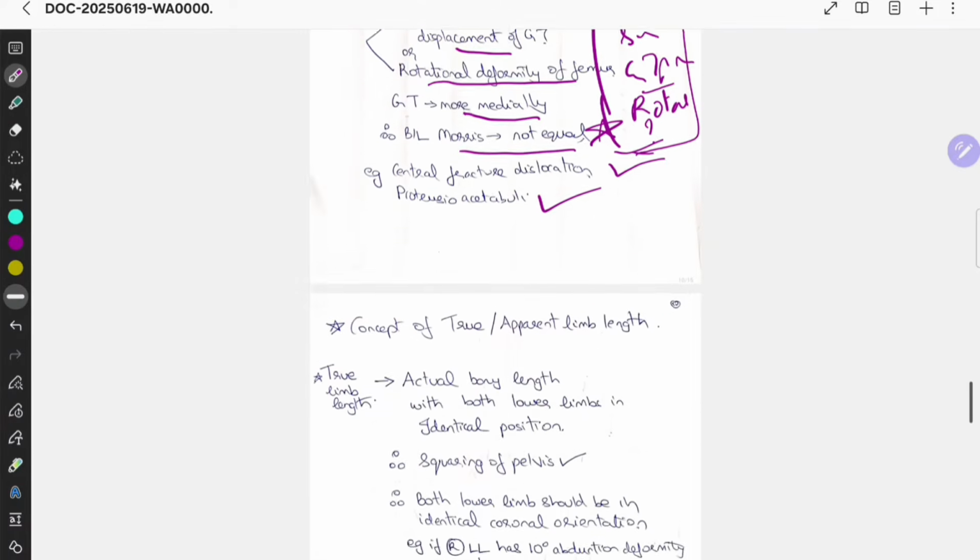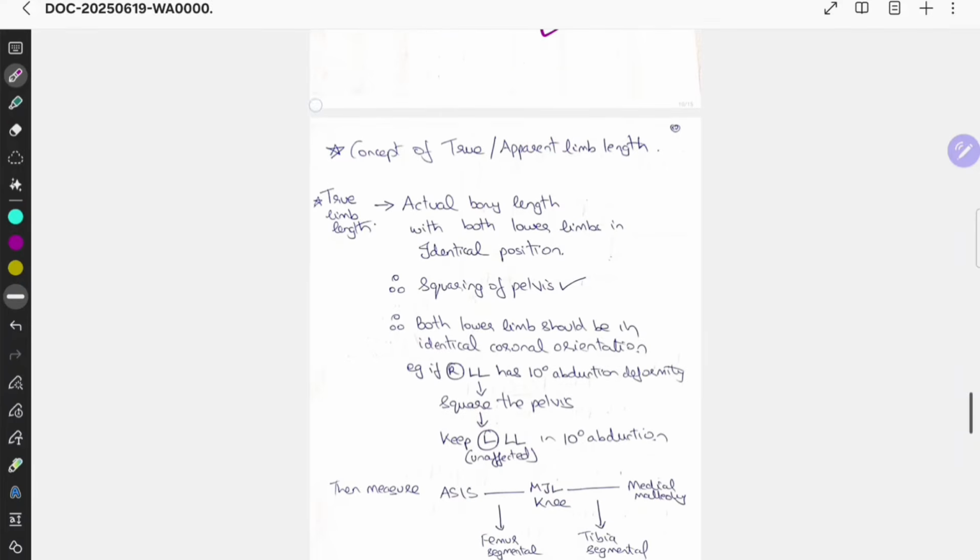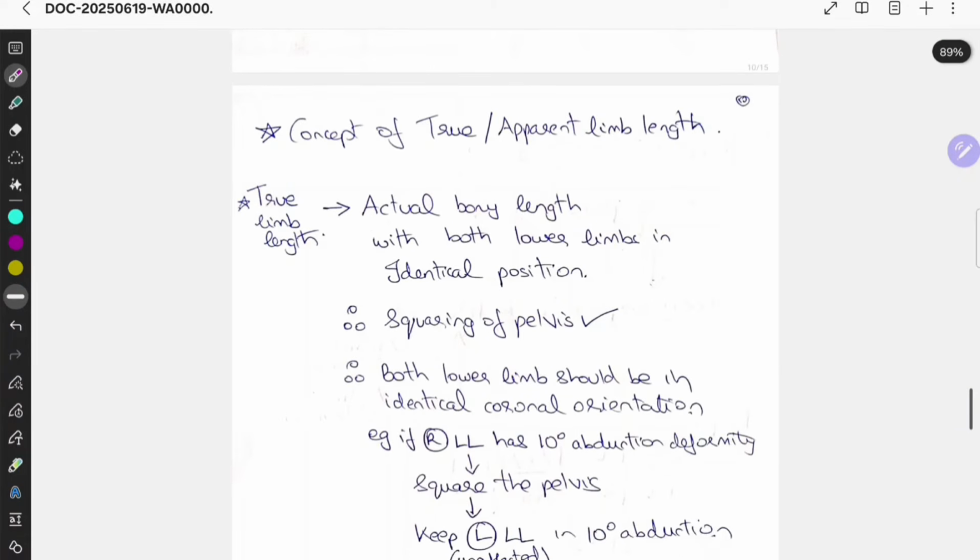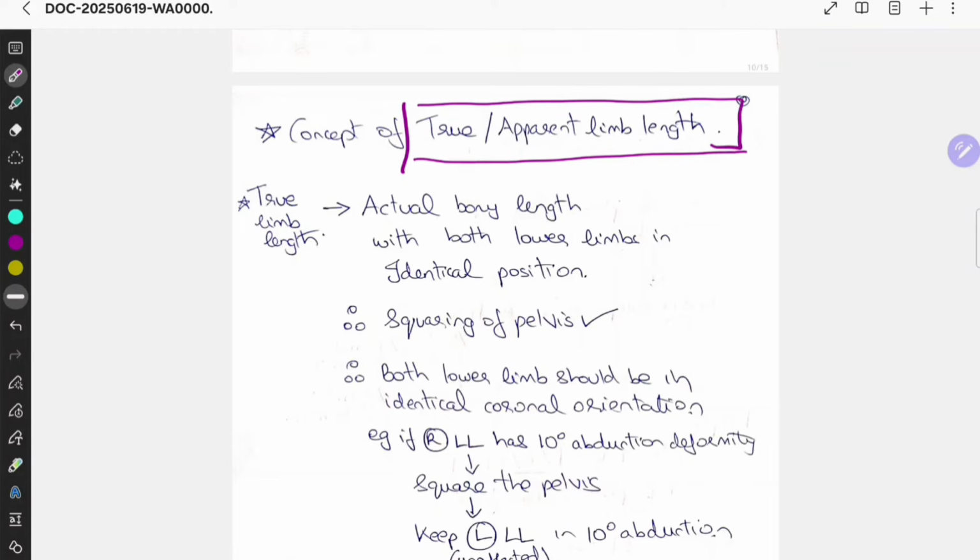Okay, now we are going to discuss a very interesting and logical concept of true and apparent limb length discrepancy or measurement. Okay, so first we'll go to basics. What is true limb length?